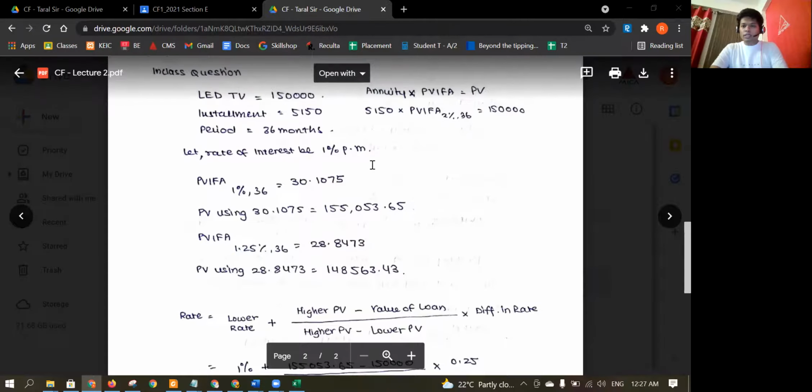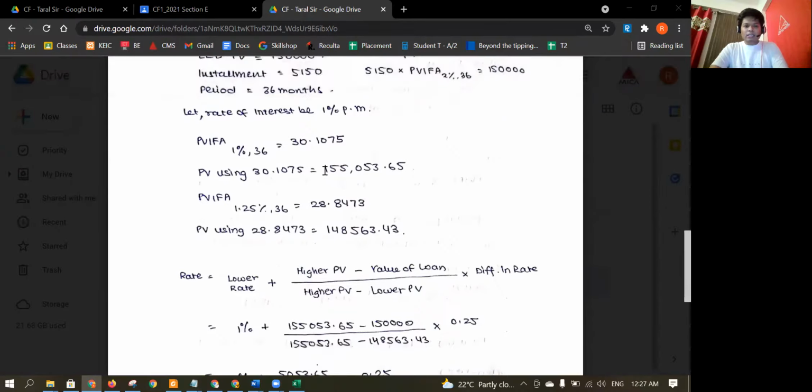Now again, I've taken two rates. One is 1%, and the other one is I think 1.25%. And using the same formula above, you find out the PVIFA. So again, for 36, now this is important, because for 36, I'll just stop sharing the screen so that I can show you full screen how to use the calculator.